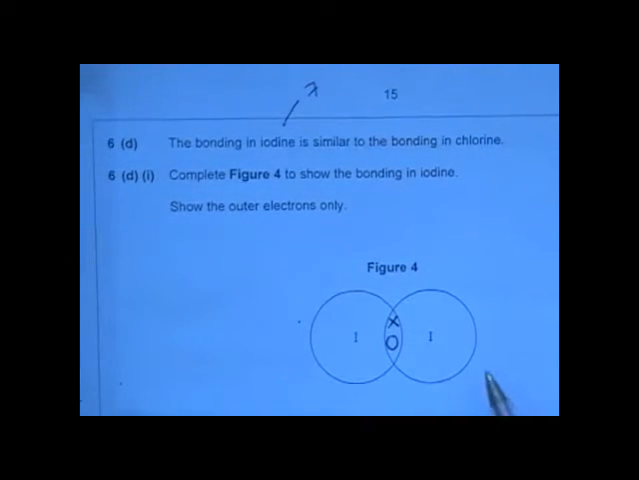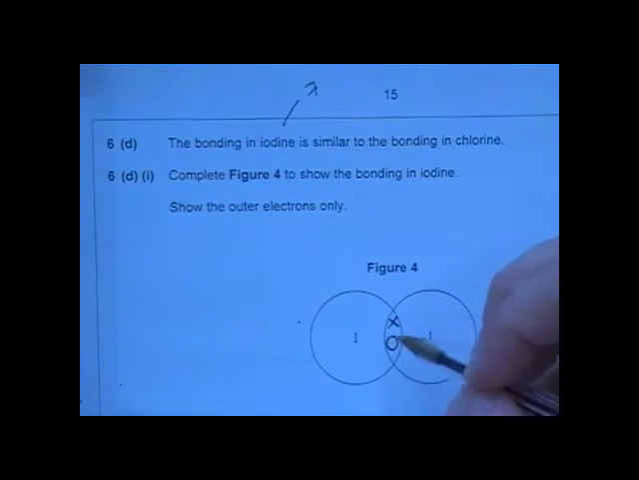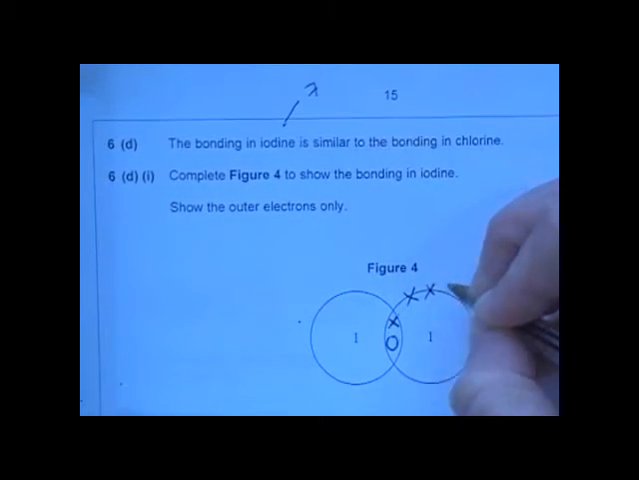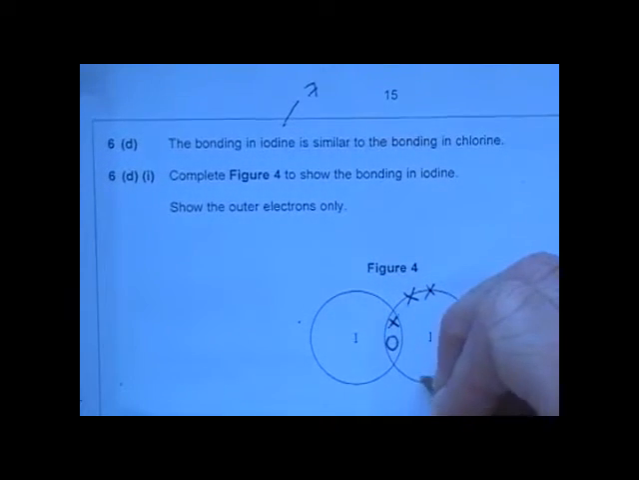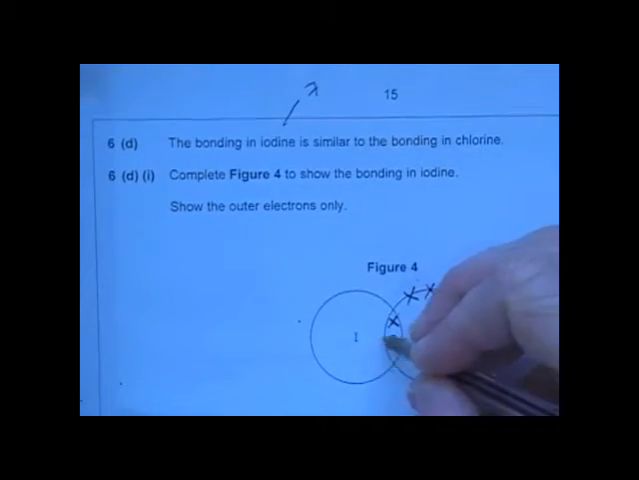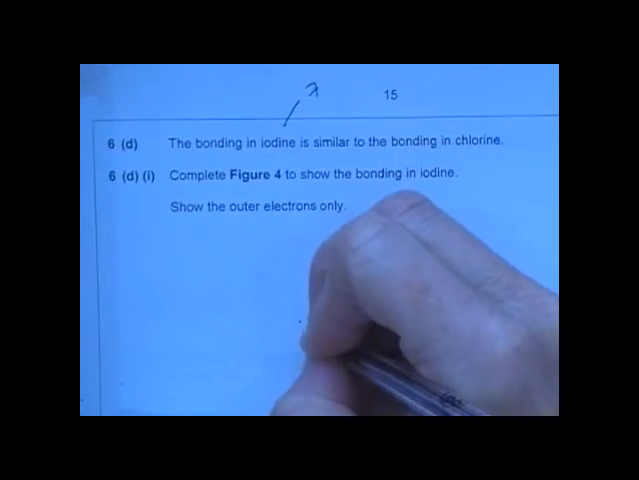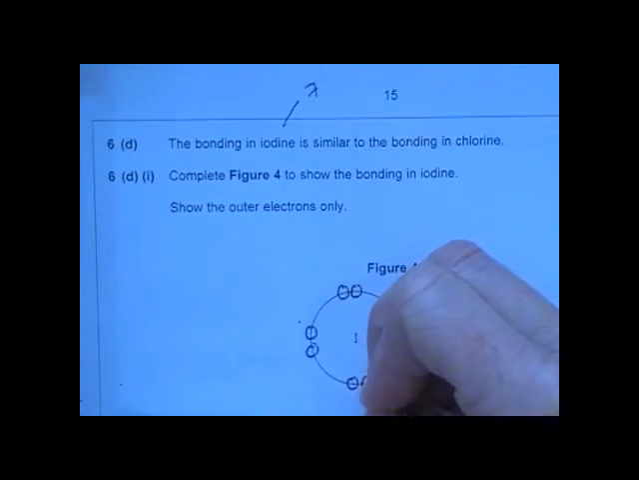Now, since iodine only wants 1 more electron in order to be shared, this is just a single bond. This X and this O forms a single bond. So I'm going to put the rest of them around here. I usually do them in pairs and at the north, south, west, east position, but you will not get marked down if you put them anywhere else.